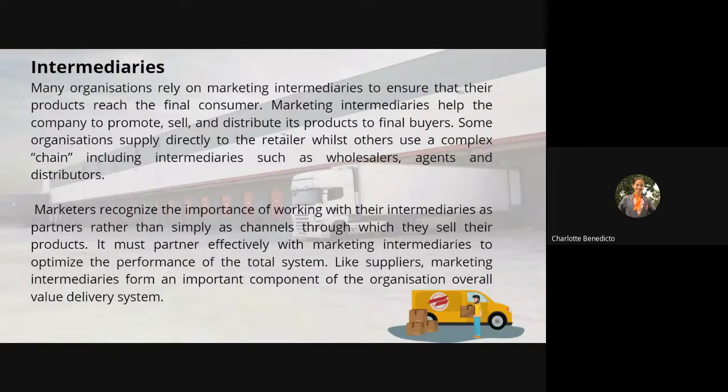Marketers recognize the importance of working with their intermediaries as partners rather than simply as a channel through which they sell their products. It must partner effectively with marketing intermediaries to optimize the performance of the total system, like suppliers. Marketing intermediaries form an important component of the organization's overall value delivery system.